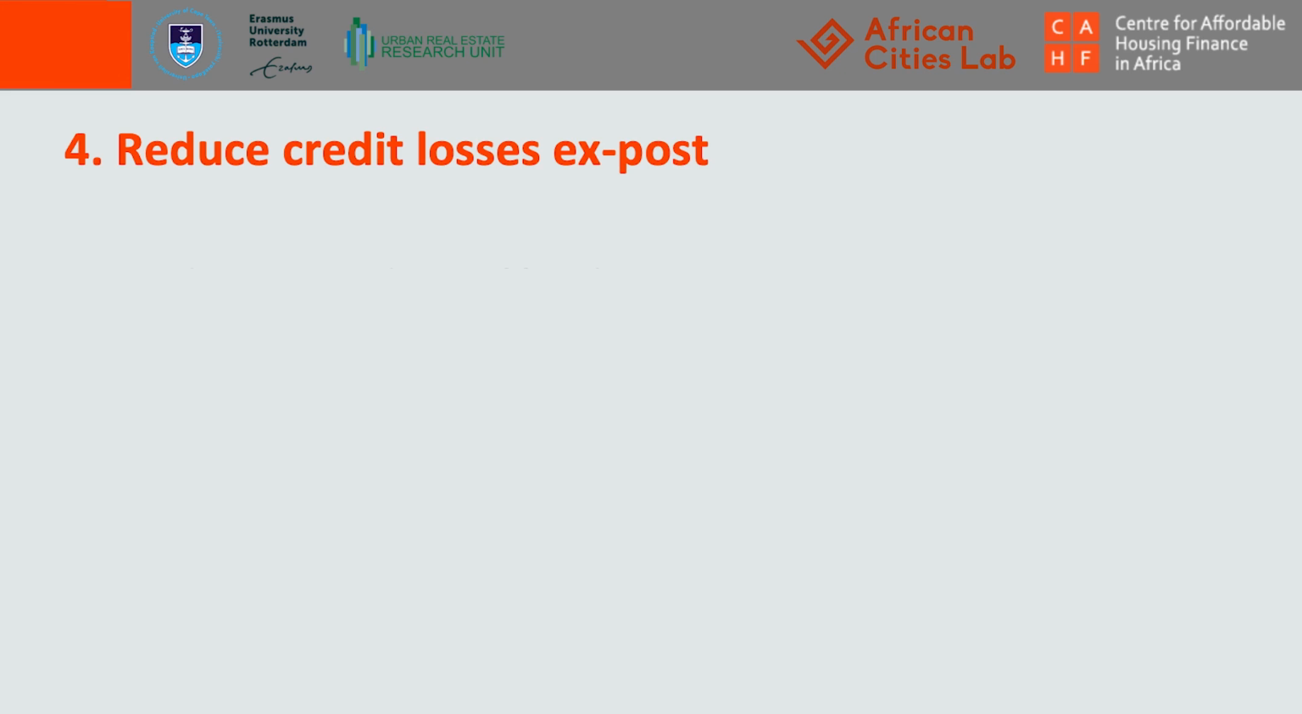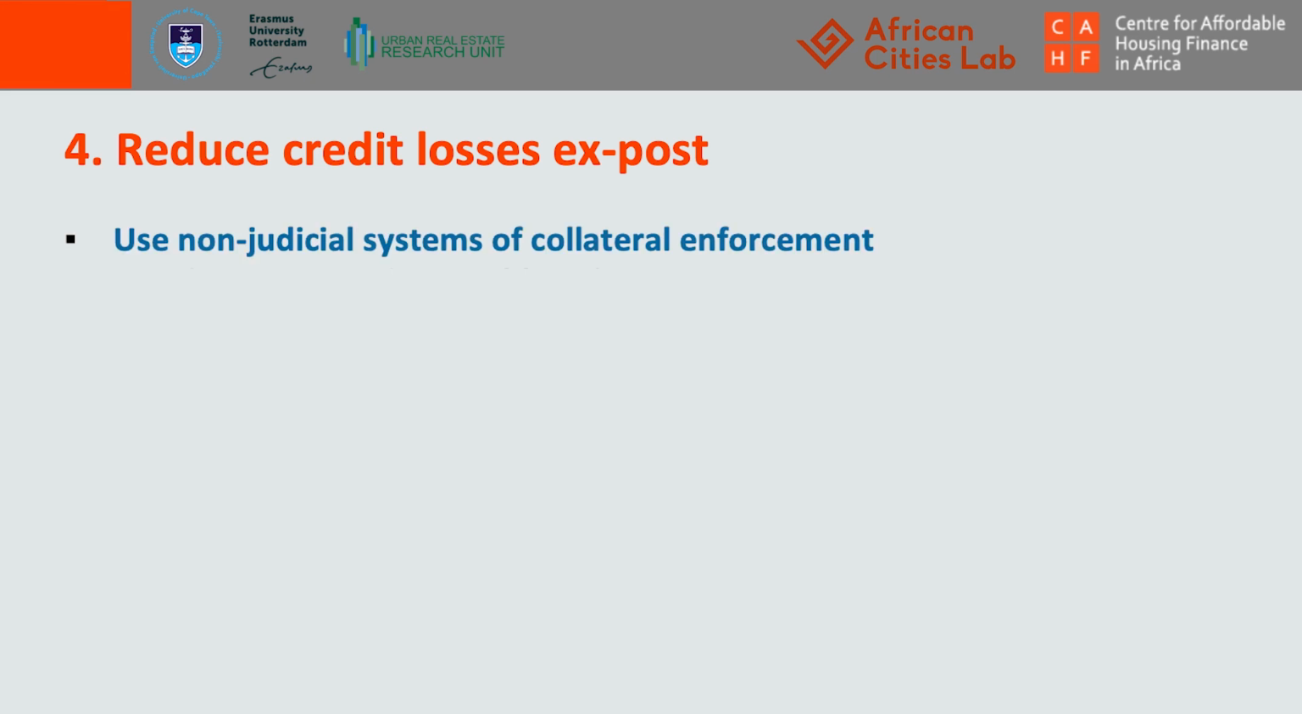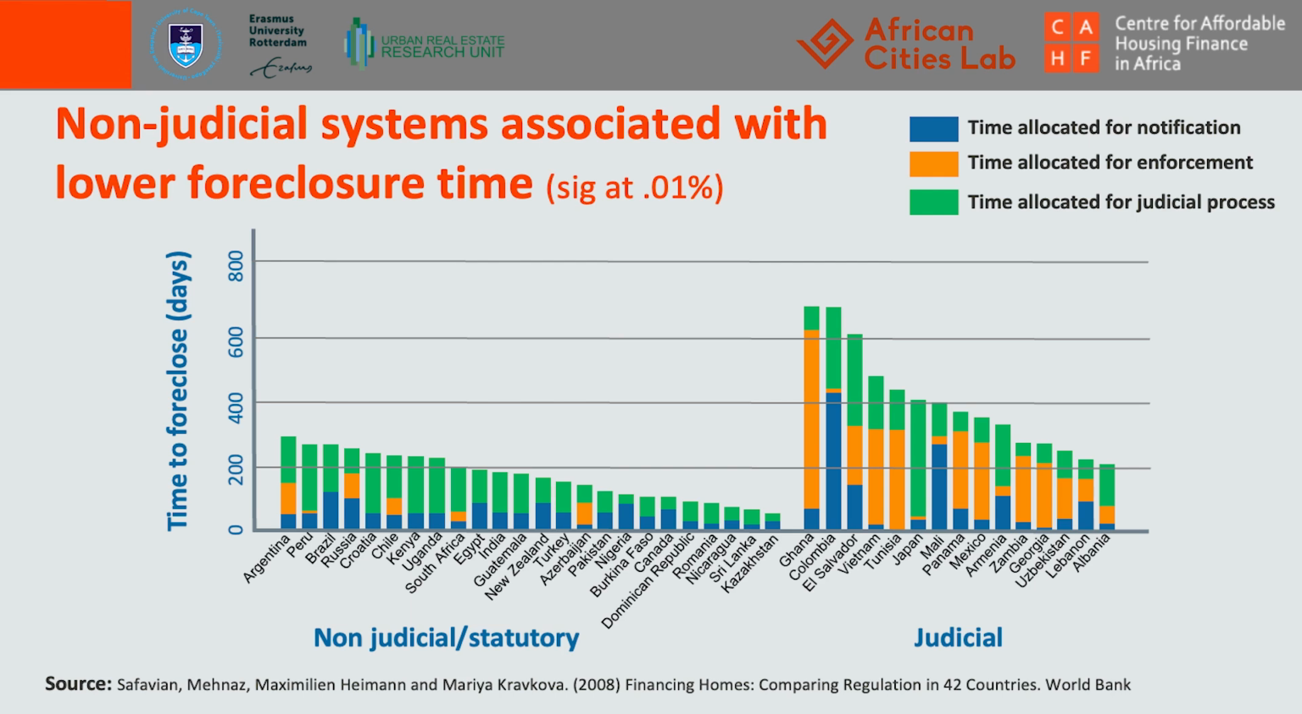Fourth, it is important to support measures to reduce credit losses after defaults occur. This can be done by several measures, particularly moving to non-judicial systems of collateral enforcement, meaning that you don't have to go to court as a lender to be able to foreclose on a property. The visual shows how much time and costs are reduced in a sample of 42 countries when you do not have to go to the court system.